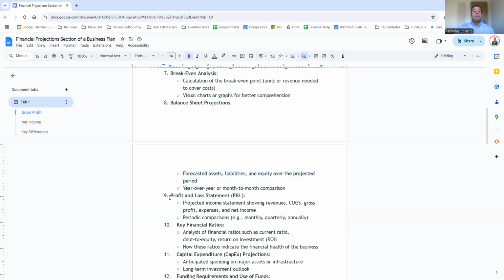Number 9 of things to include in the financial projection section of a business plan is your profit and loss statement. This is a projected income statement showing revenues, cost of goods sold, gross profit, expenses, and net income, okay? This is for periodic comparisons, monthly, quarterly, or annually. This can be derived from your cash flow statement. But basically it shows, are you profitable or are you losing money?